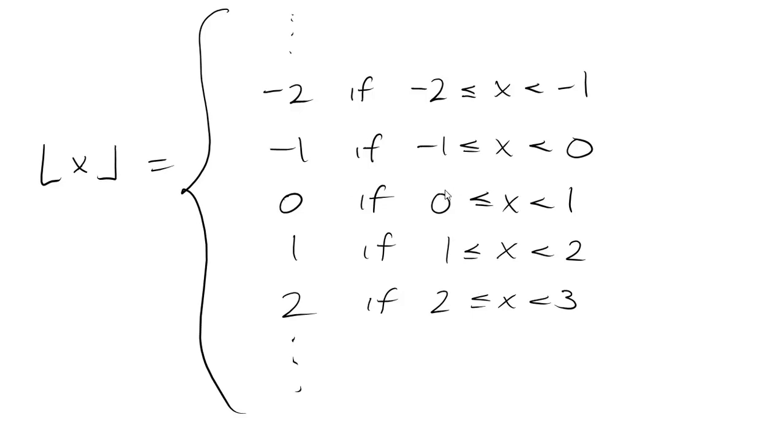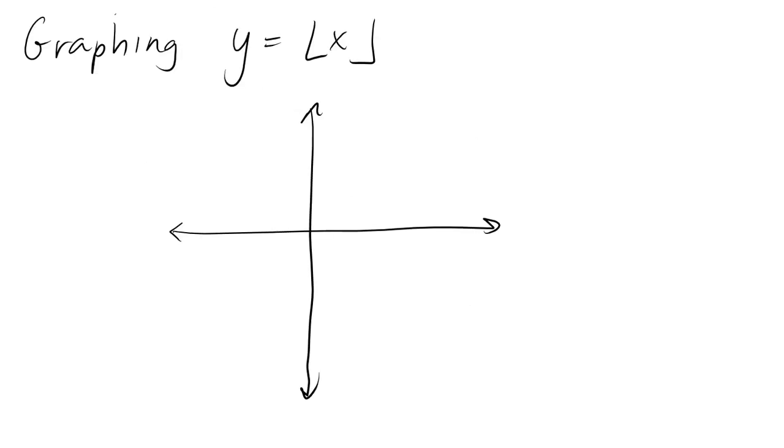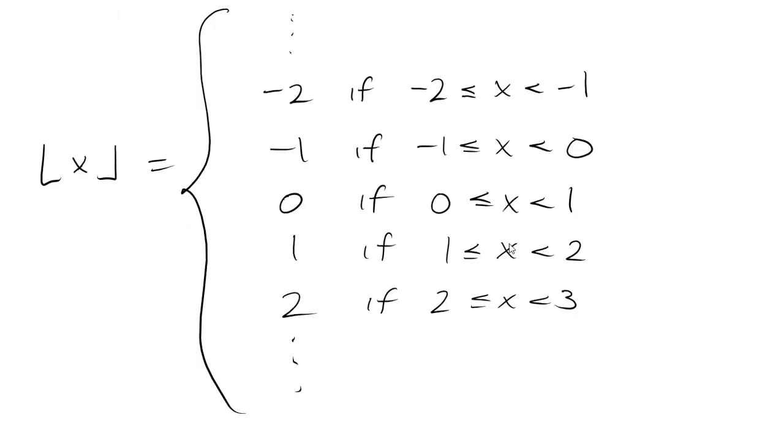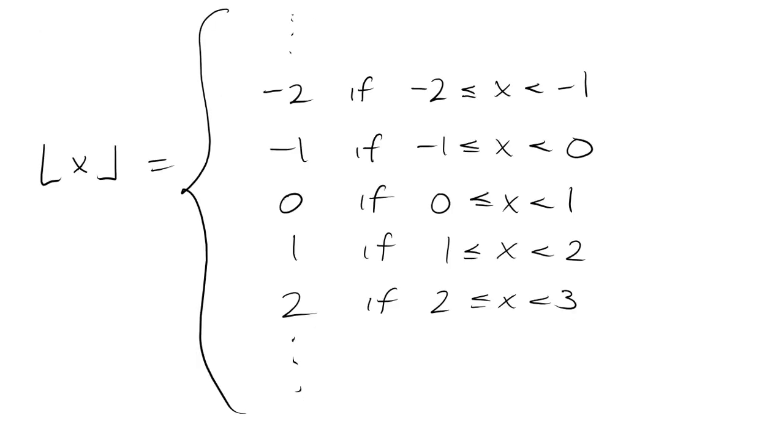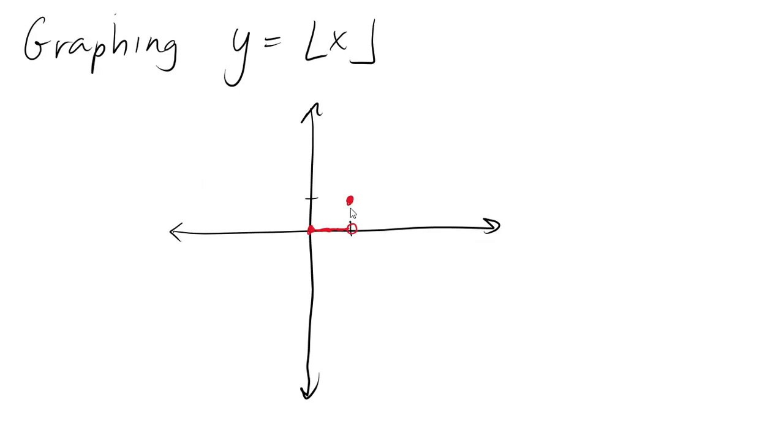It says if the input is between 0 and 1, not including 1, the output is 0. So let me mark where x equals 1 is. And starting at 0, the output is 0. And for all of the numbers between 0 and 1, the output is 0. And when I get to 1, the rule changes. When I get to 1, the output jumps up to 1. So that's going to give me a point up here at (1, 1). And then the rule says the output continues to be 1 until you get to 2. So the outputs are consistently 1 until I get to x equals 2.